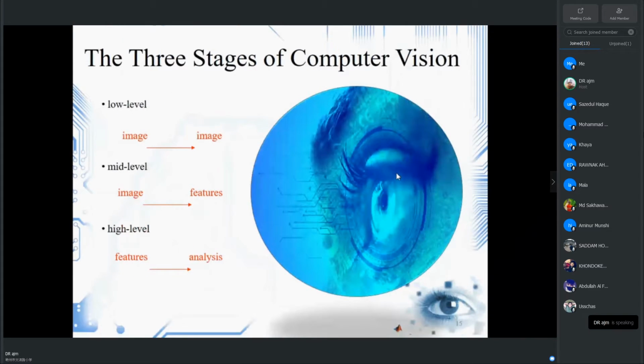If we talk more regarding the computer vision part, we can say that we have three levels. One is low level, which we can say is the image processing part: input is image, output is image. Mid-level one, we can say that input is image, output is some features. And high level is input is feature, output is analysis. Let me show you some examples regarding these three levels.